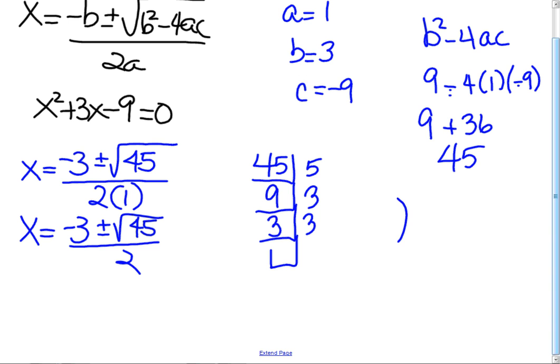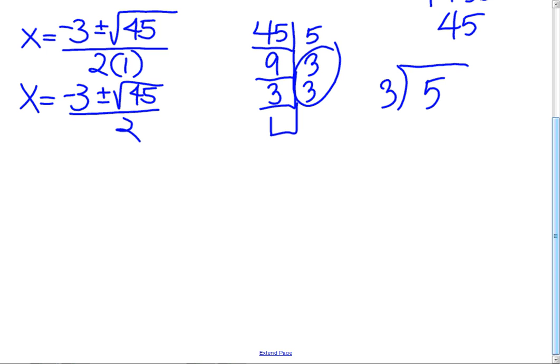Okay, so what goes on the outside of the radical? It's the numbers that match. 3. Just one of those. And the 5 goes on the inside if there's no match. If there's a match, it's one of them on the outside. So, there it is. I'm just going to substitute this in right here for the square root of 45. So it's x equals minus 3 plus or minus 3 square root of 5 all over 2.